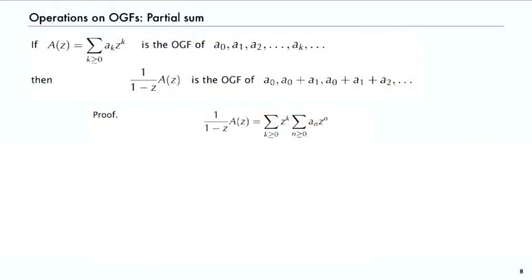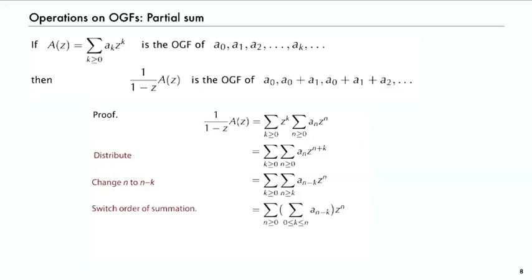That's just writing down the definition of the two sequences. 1 over 1 minus z is sum k greater than 0 z^k, and A(z) is by definition sum n greater than 0 a_n z^n. So we have the product of those two sums. So we distribute to bring in the powers of z together and give us that double sum. Then the next thing is to, in the inner sum, change n to n minus k. And so then we have a_(n minus k) and z to the n, so there's only n in the exponent of z. And then switch order of summation.